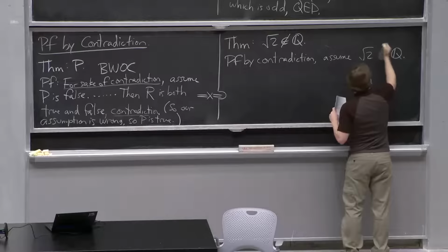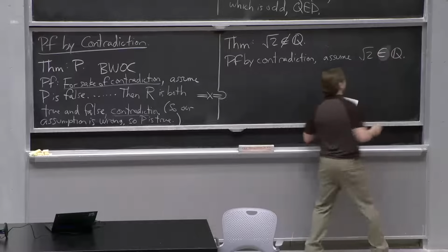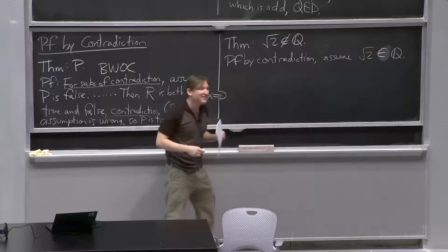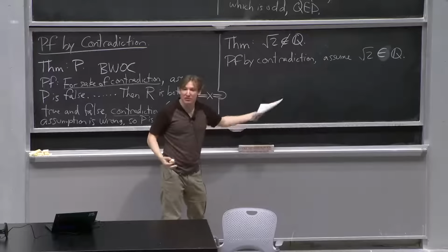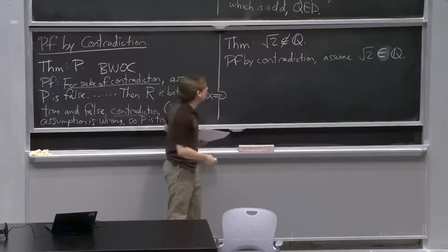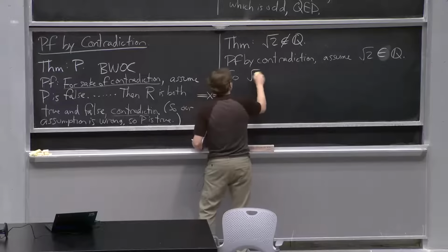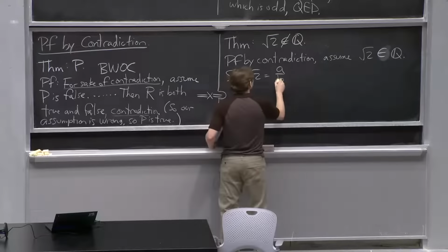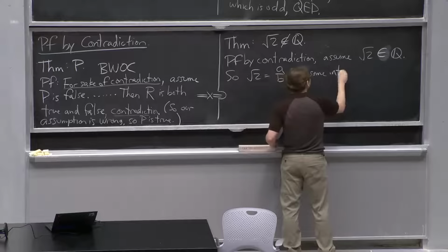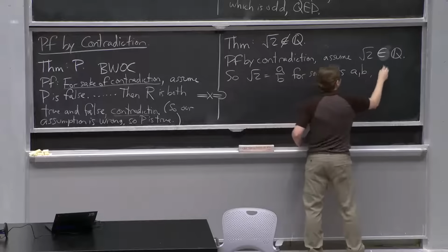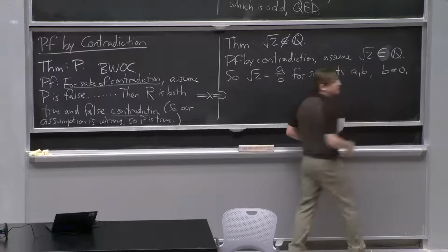Is, not isn't. Do what I say, not what I write. OK, and now let's keep going. What does it mean for the square root of 2 to be a rational number? The square root of 2 equals a over b for some integers a and b, where b does not equal 0.